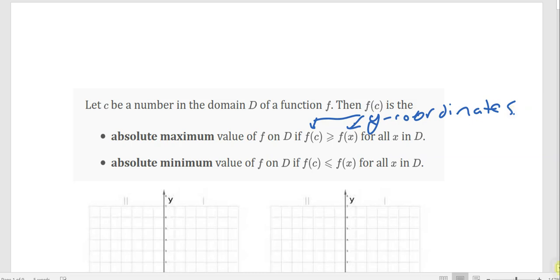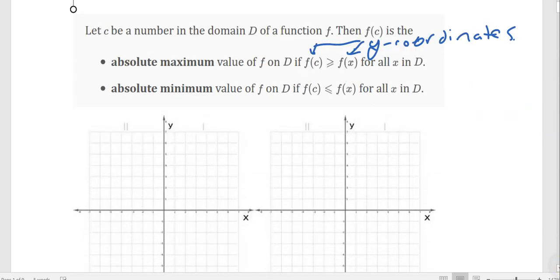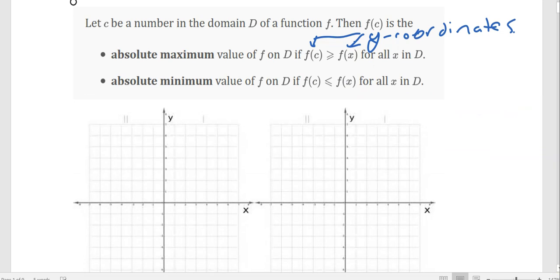So on a function with an absolute maximum, maybe we have something like this, what we're looking at is the highest point on the graph. So on this one, my absolute maximum would be here. Okay, and by a similar notion, the absolute minimum is the lowest point on the graph.